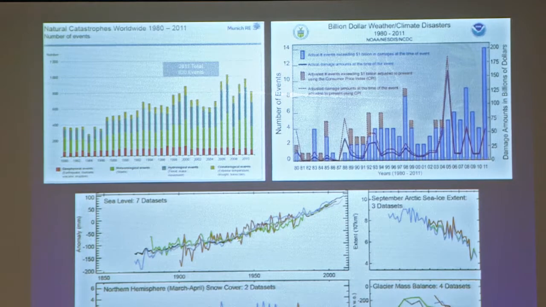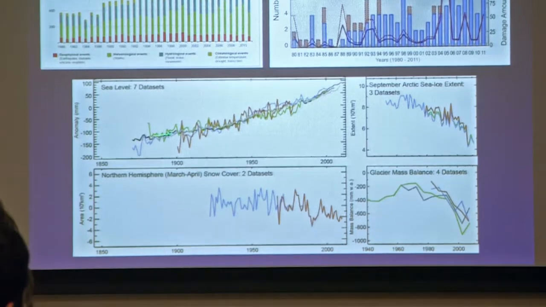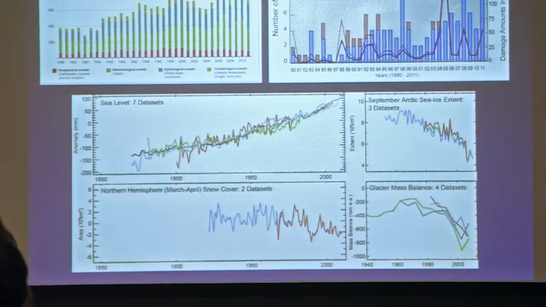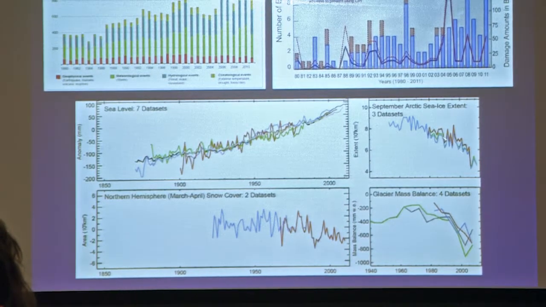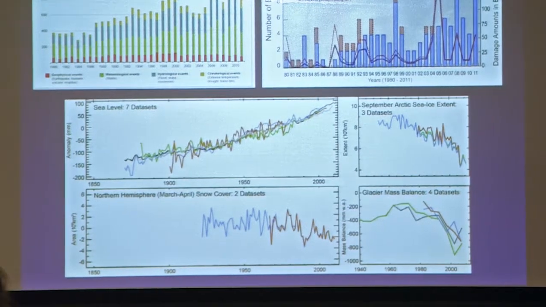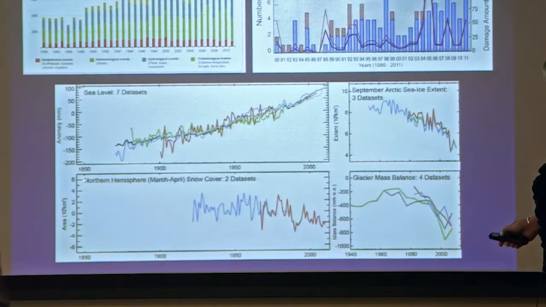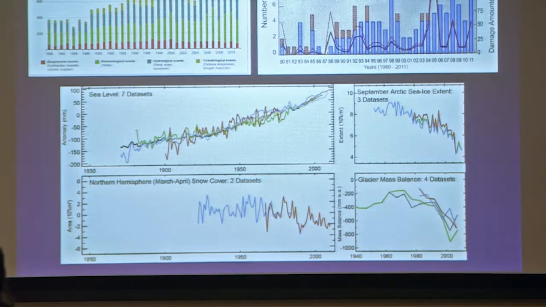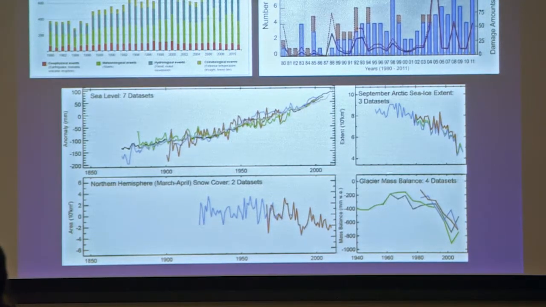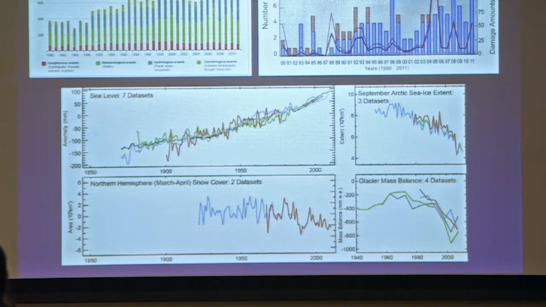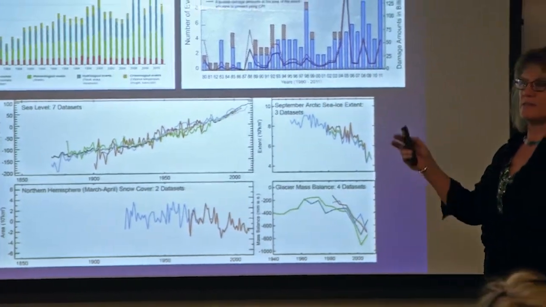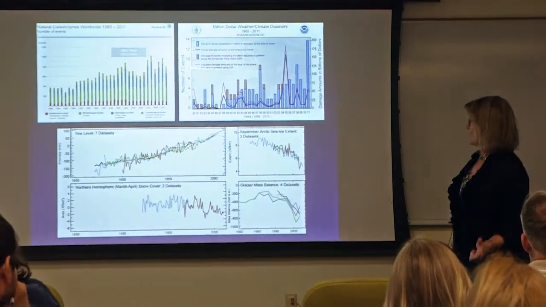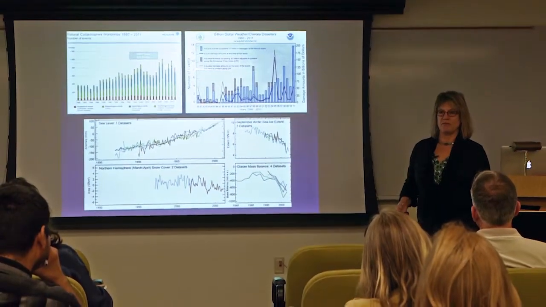Here are some data sets for sea level, seven different data sets. They're all pretty much superimposed on each other. These are not projections. These are actual data. Sea ice extent, three data sets, pretty well superimposed on each other. And this is snow cover in the Northern Hemisphere. Not quite as much of a trend that you can see there. Glacier mass balance, you can see a trend of decreasing mass balance of glaciers. So it looks like we have data that suggests that the cryosphere is shrinking, that sea level is rising, and that extreme events are increasing in frequency.